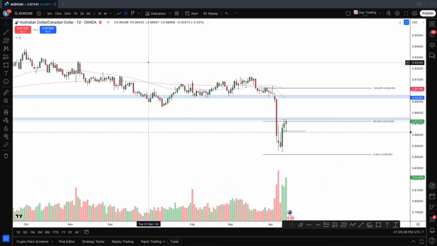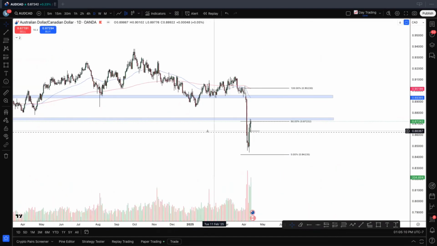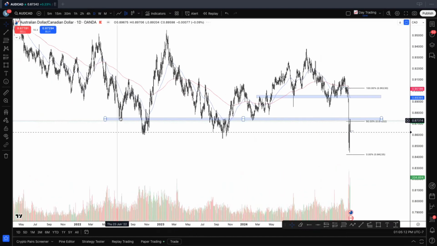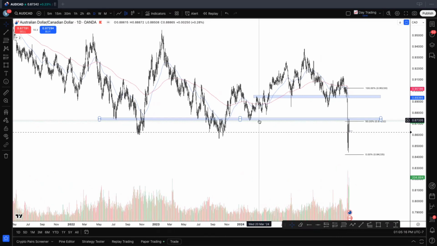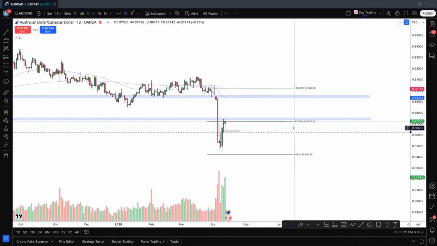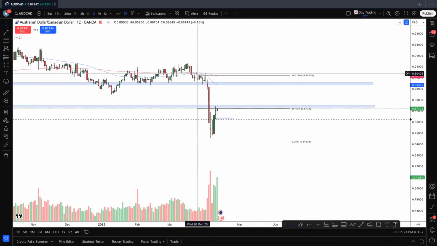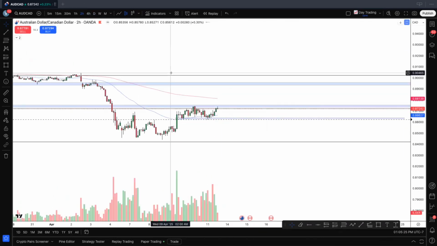If we go down to daily for a clearer structure, we can see that we have this area of structure where the support, resistance, support, support, resistance, support, and price has come down over here again, which also aligns, if we add Fibonacci over here, with the 50% Fibonacci level.